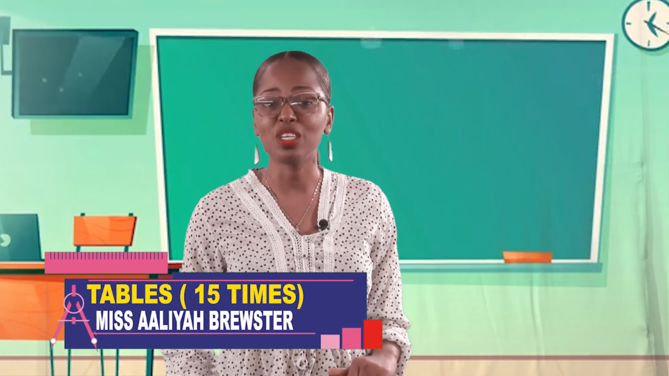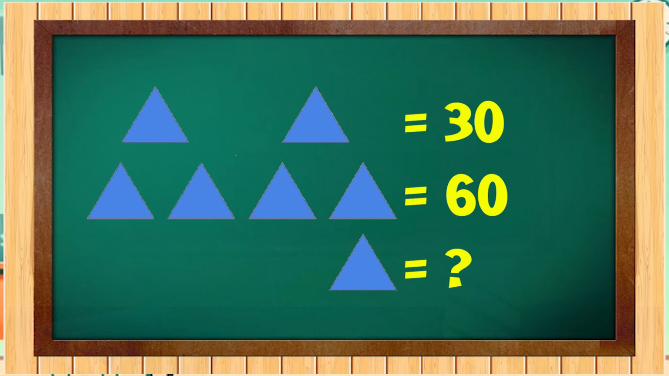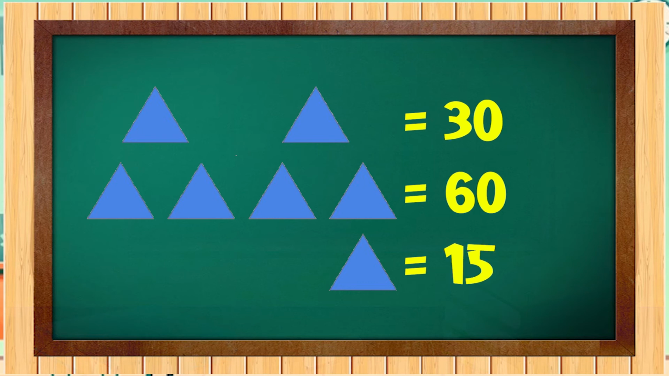Very simple. Now let's look at another activity. For this one, we're given triangles. It says here that 2 triangles is equivalent to 30, while 4 triangles is equivalent to 60. What then is the value of 1 triangle? So you have to think about it. If we add 2 triangles, the total is 30, it means then that 1 triangle must be equivalent to 15 because 2 times 15 is 30. Therefore, our answer would be 1 triangle is equivalent to 15.